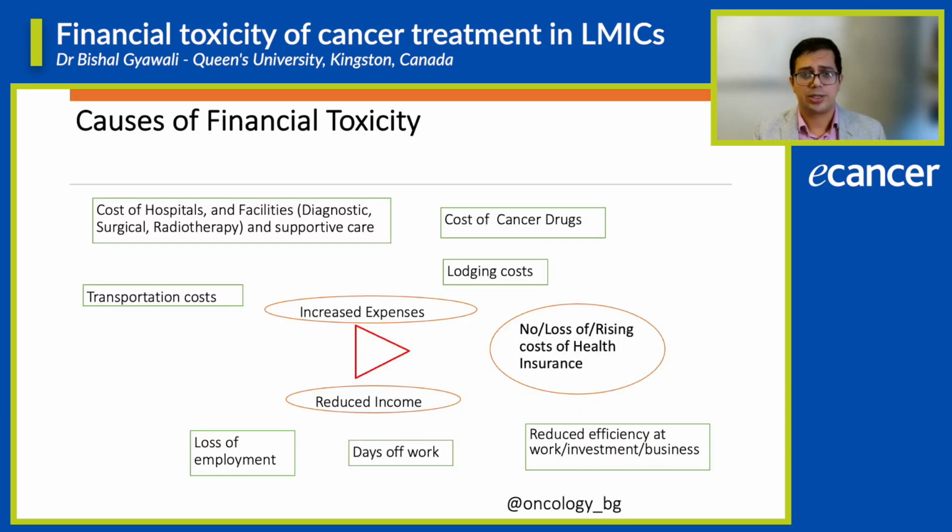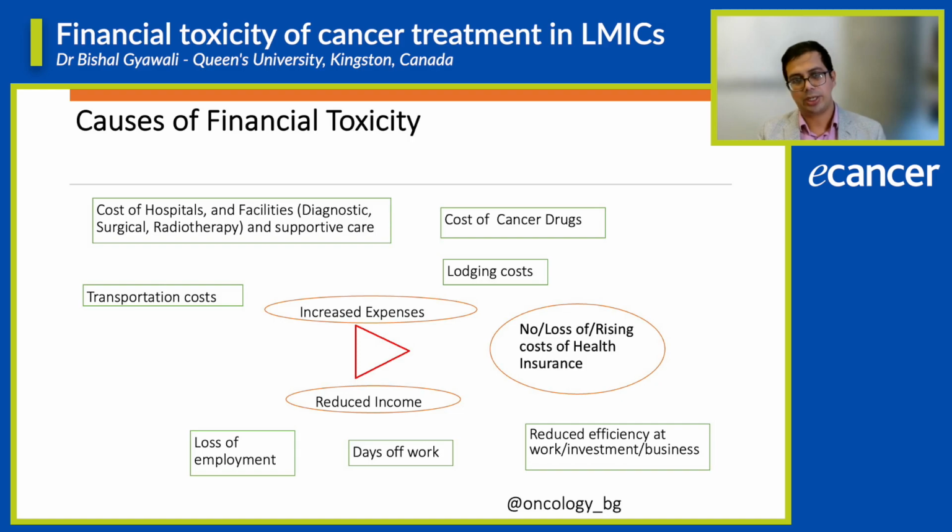So what are the causes of financial toxicity? This can be thought of in terms of three major buckets. One is the increased expenses after getting diagnosed with cancer. The other is reduced income. And the third is related to health insurance. Some people lose their health insurance after getting diagnosed with cancer, which is very unfortunate. Or some people will have rising cost of health insurance. So that forms one bucket.